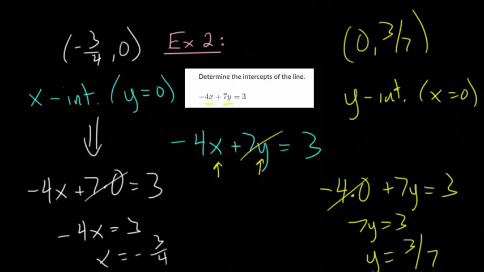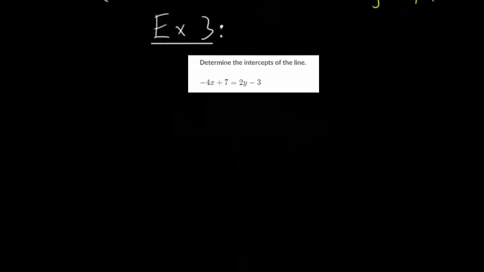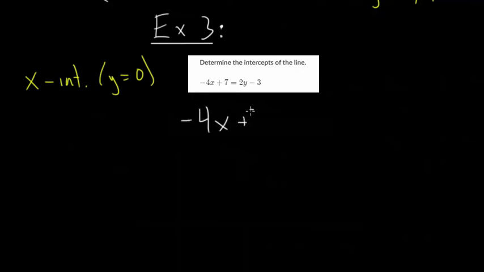Now with that in mind, let's look at a different type of problem where it's essentially not in standard form. But ultimately, we're going to do the same process. So let's start with the x-intercept, which is when y is equal to 0. So let me rewrite the equation. So we have minus 4x plus 7 equals 2y minus 3.